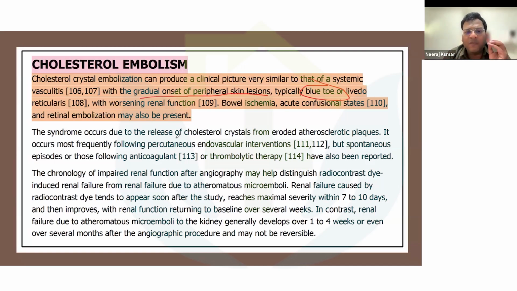This syndrome usually occurs because of eroded atherosclerotic plaques. That's why many of the patients who have impaired renal function after angiography, this may help to distinguish mainly contrast-induced nephropathy from renal failure due to atheromatous microemboli. So it is a very important differential diagnosis for contrast-induced nephropathy, where you can have an angiography for distinguishing this cholesterol embolism from your contrast-induced nephropathy.